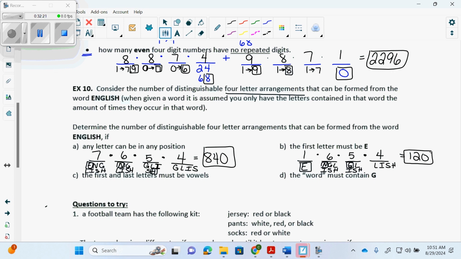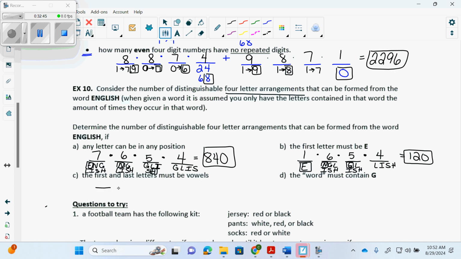Then this one is the first and last letters must be vowels. Now everyone's like A-E-I-O-U. No. You can only use the vowels that are in the word English. All I have in front of me is the English letter tiles, right? Like I don't have unlimited letters. Do you agree? I got these letters, the ones that are in this pile. So, what are the vowels I have to use? E and I. That's it.